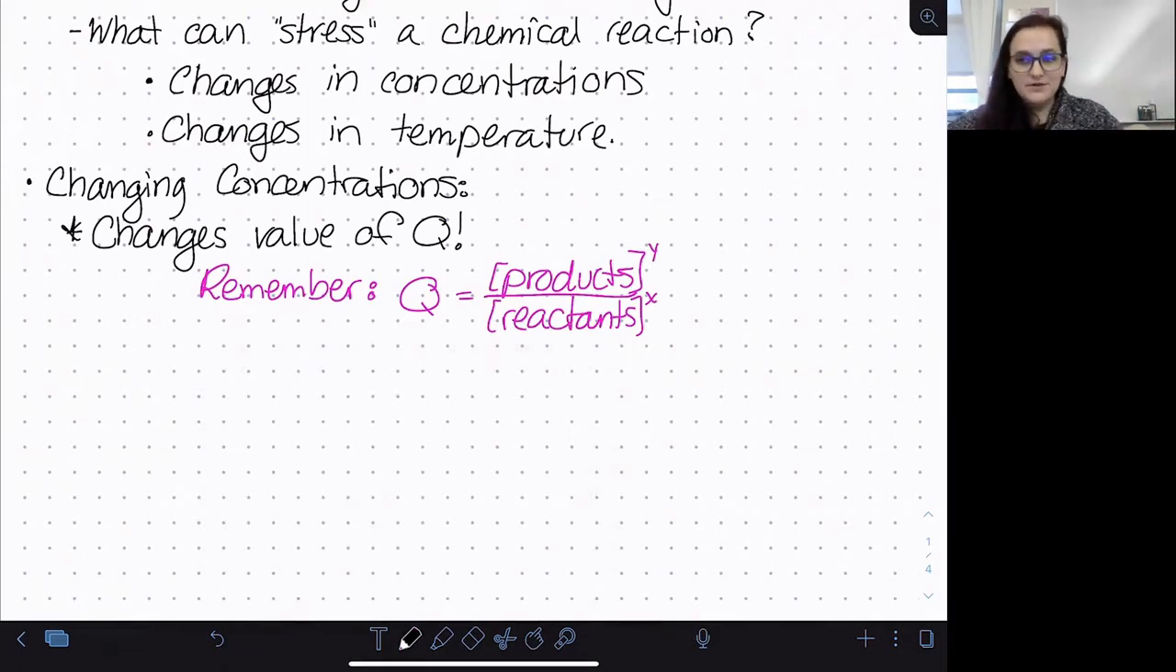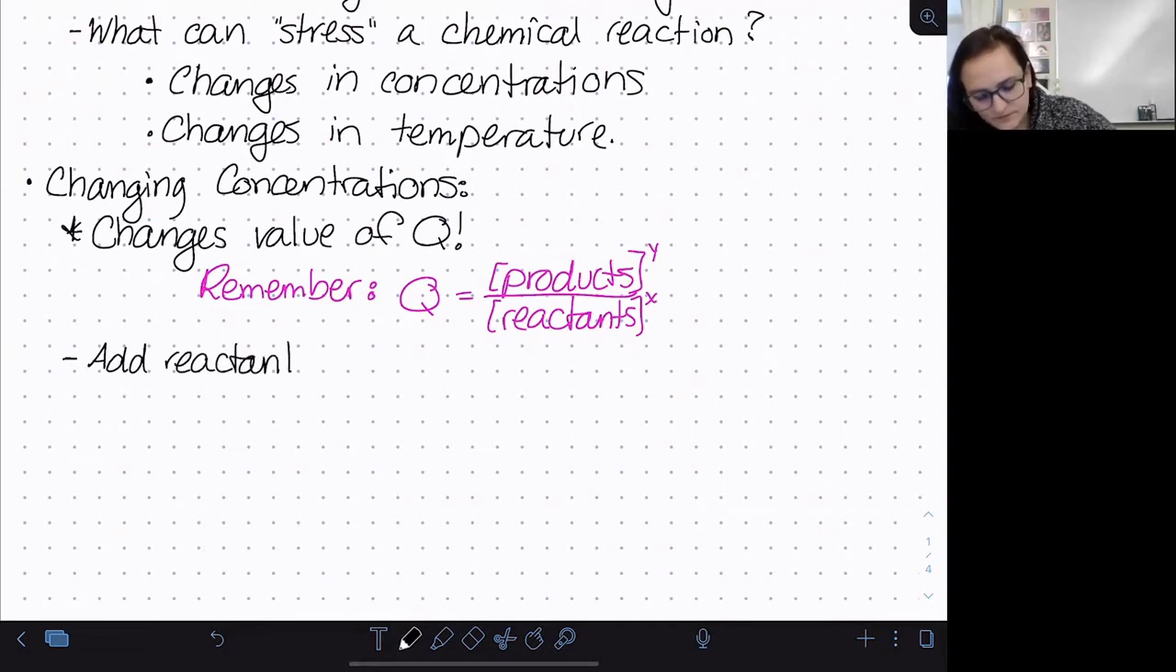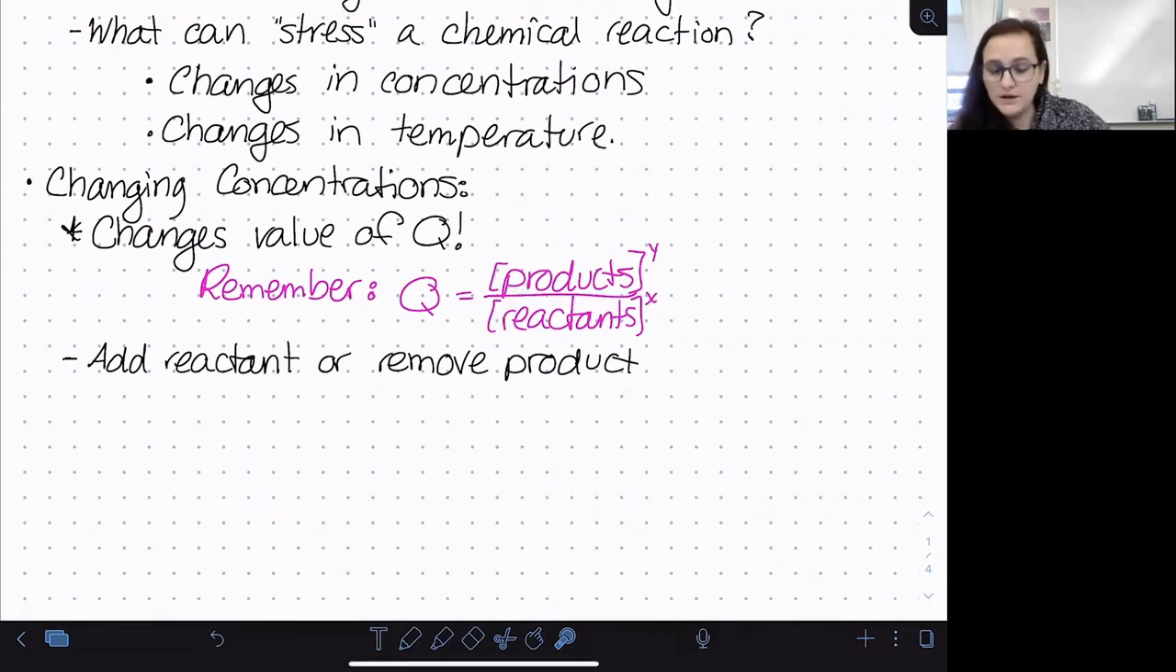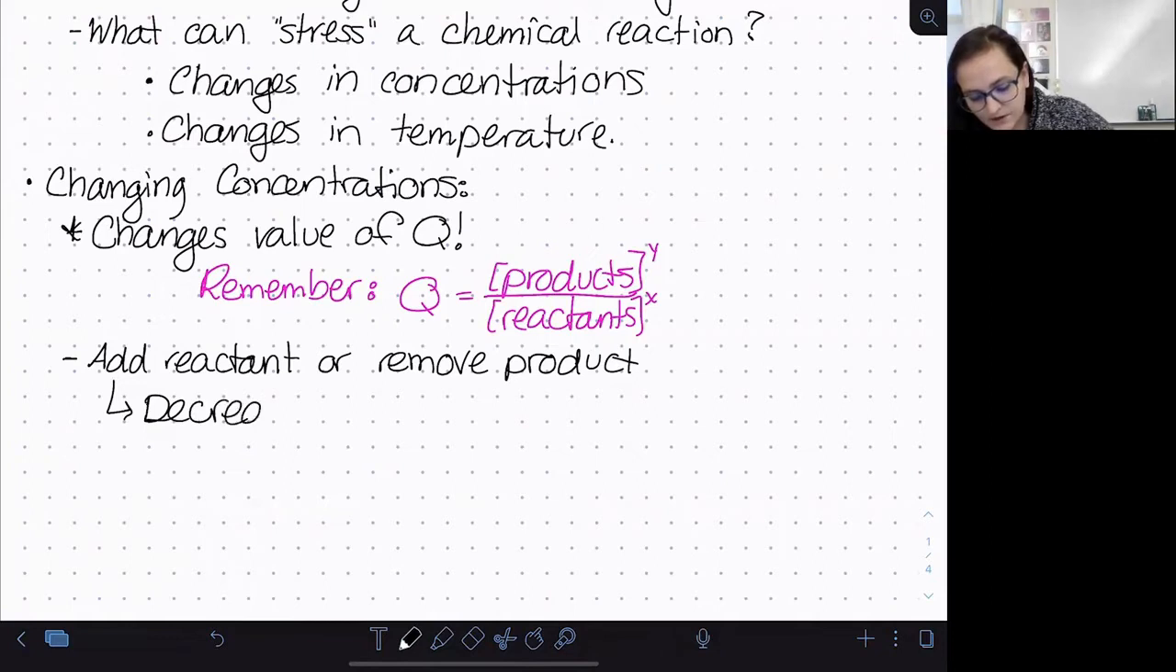So there are different types of changes. We can add or remove reactants or products, and those will affect the value of Q in different ways and therefore affect the equilibrium in different ways. So if we add reactant or remove product, adding reactant would be making our denominator larger. Removing product would be making our numerator smaller. Both of those things end up decreasing the value of Q.